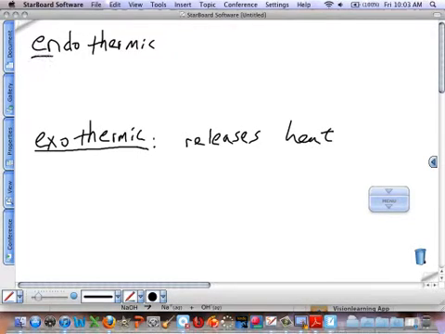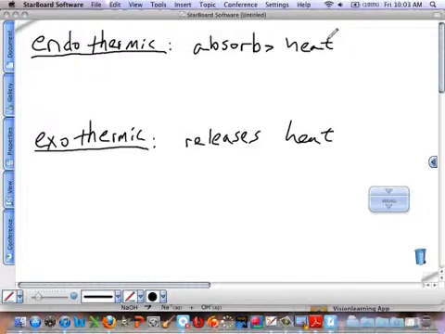Endo, meaning what? Inside. Thermic, heat. So what is that actually doing? It takes the heat from the outside and brings it in, so it absorbs that heat. In fact, the endothermic reaction takes the heat from the outside environment and uses it as a catalyst to fuel the reaction.